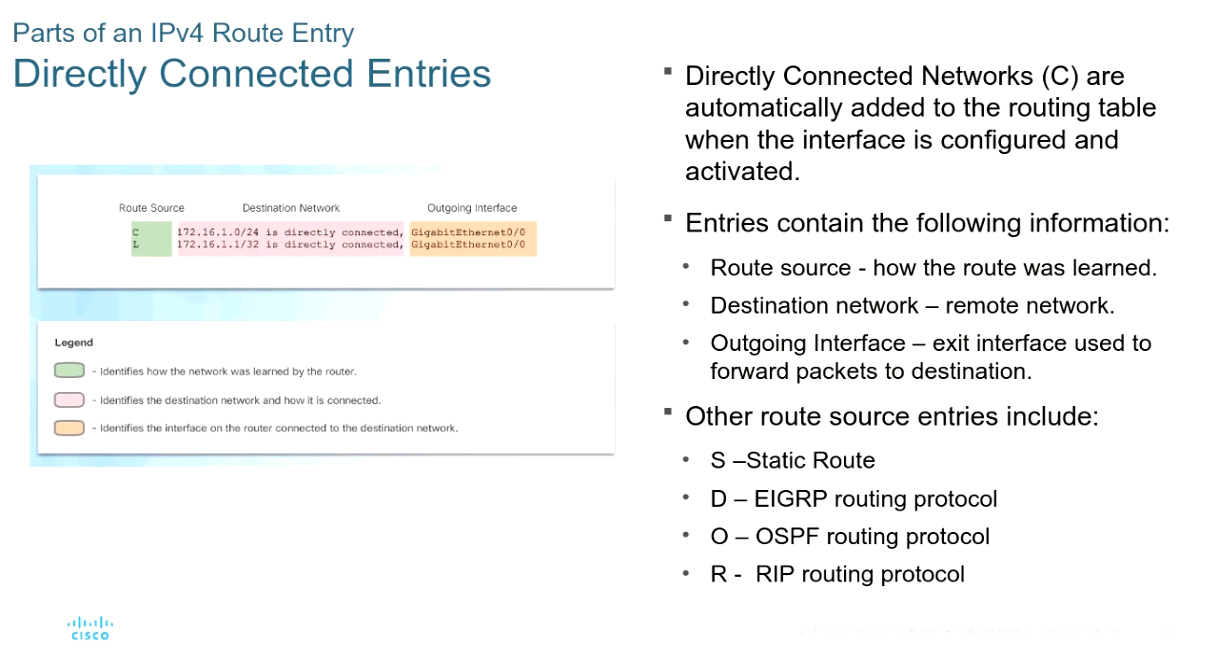Other prefix possibilities include S if it's a static route. It includes D if it's an EIGRP based update, O if it's an OSPF, or R for RIP. At the CCENT level, we're just concerned about the RIP and the static.